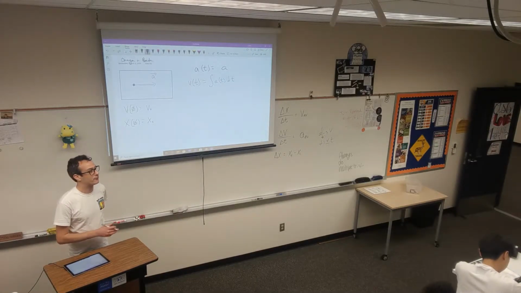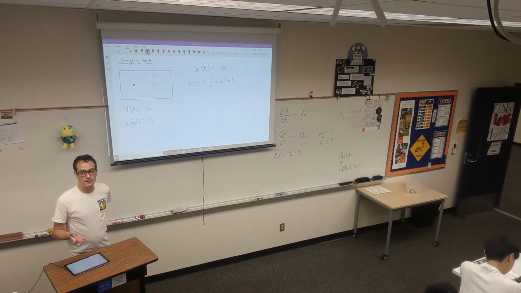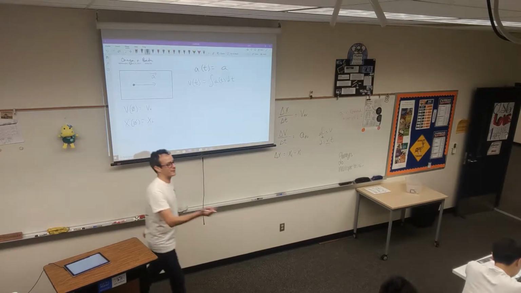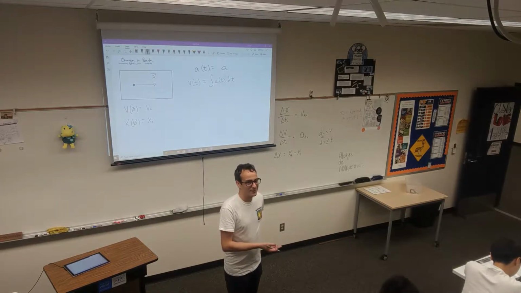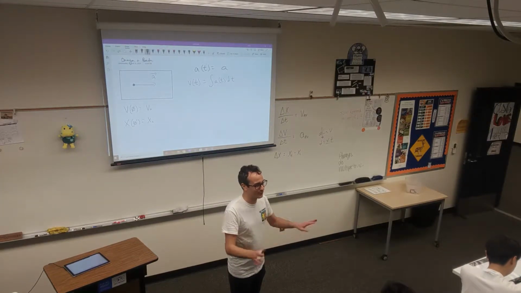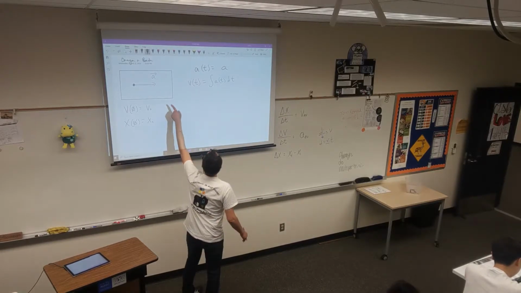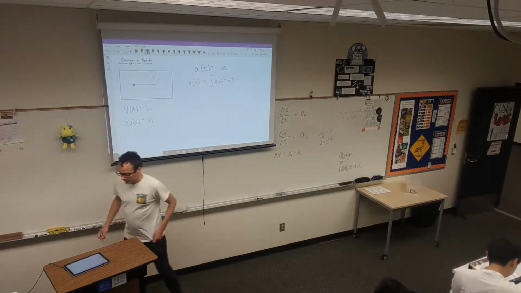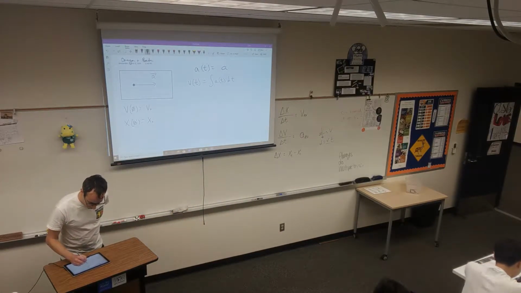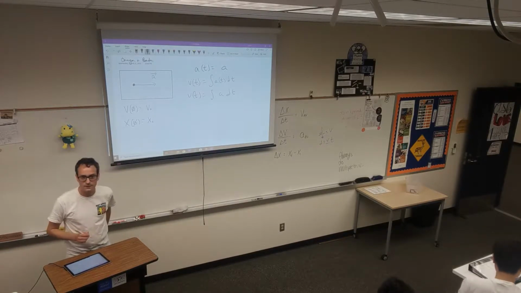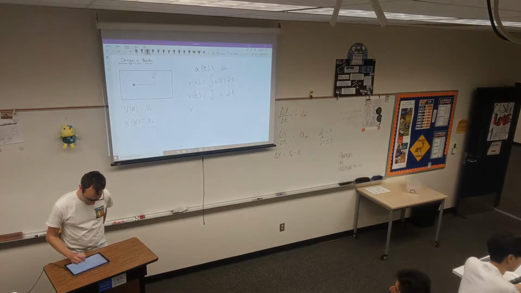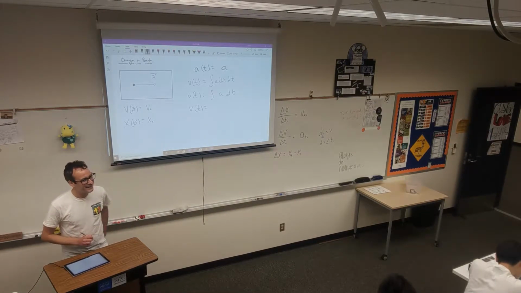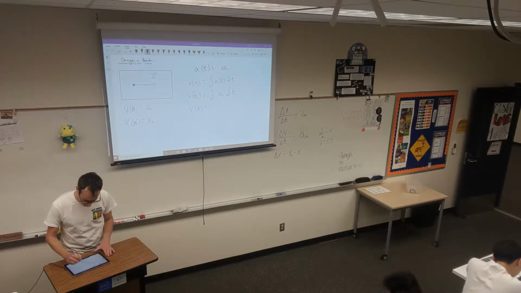So our acceleration function is just what? It's just a constant, it's just a number, right? So the velocity is going to be the integral of this constant dt. What's the integral of a constant? A multiplied by t. It's the constant multiplied by t.